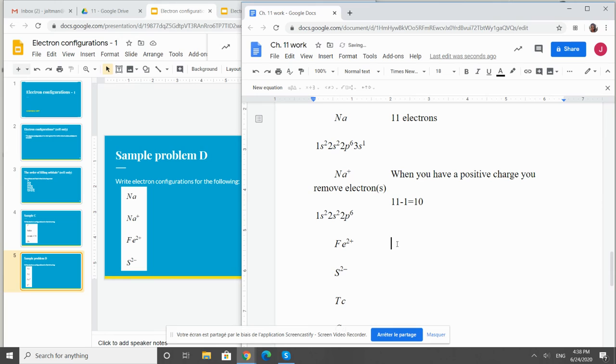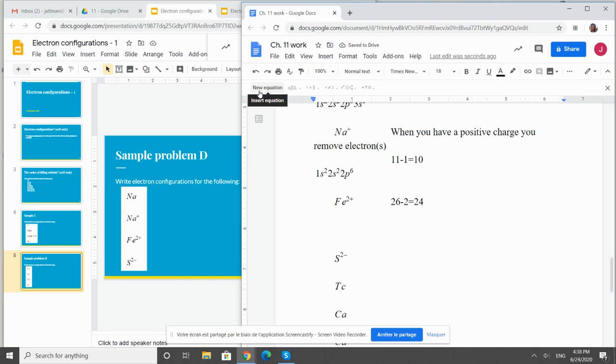So Fe2+, I find iron on the periodic table has 26 electrons. I subtract 2, so it has 24 electrons. Or you could also think about it as though you are doing the electron configuration for chromium, which will end with d4. And then I only have 4 electrons left, so 3d4.